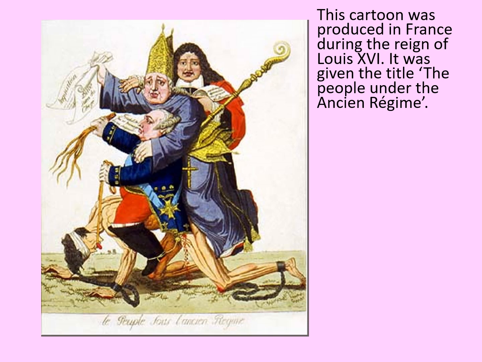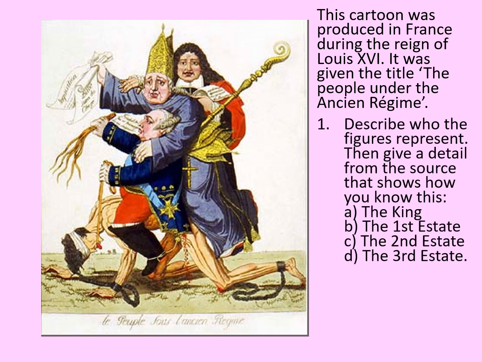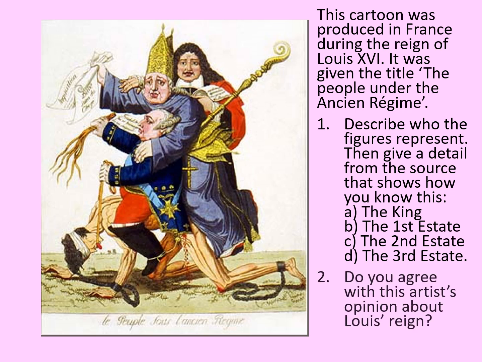So let's interpret this source properly. Firstly, describe who the figures represent. Then give a detail from the source that shows how you know this. Identify the king, and the first estate, the second estate, and the third estate. When you've done this, do you agree with this artist's opinion about Louis's reign? Well, that will also rely on you actually working out what that opinion is, so make sure you note down that too. Pause the video now.